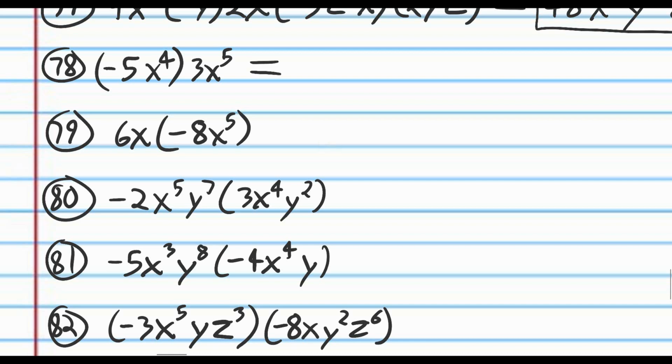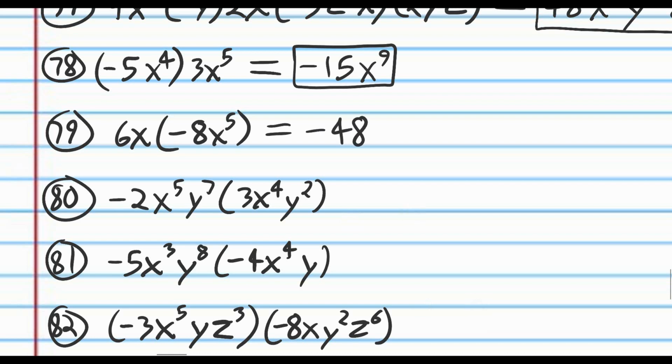All right, we're back. Negative 5 times 3 is negative 15. X to the 4th times x to the 5th is x to the 9th. You just add those powers on the x's. You've got the 5 and the 4 on the x's, so you just add them up and you get a 9. So if you got negative 15x to the 9th, good job. And we have 6 times negative 8, which is negative 48. And x to the 1st power times x to the 5th power is x to the 6th power.